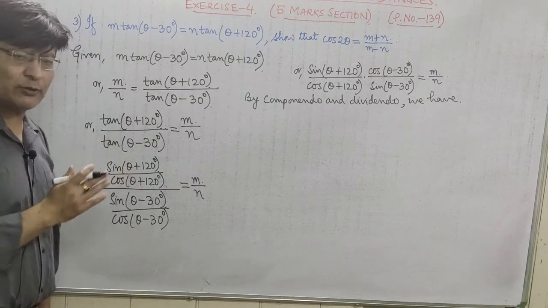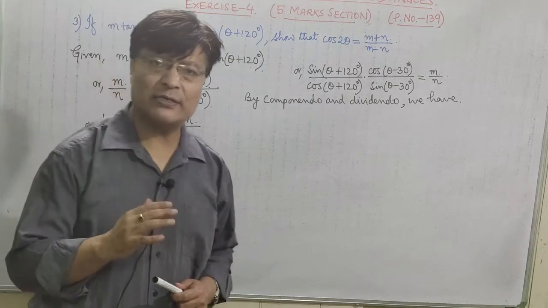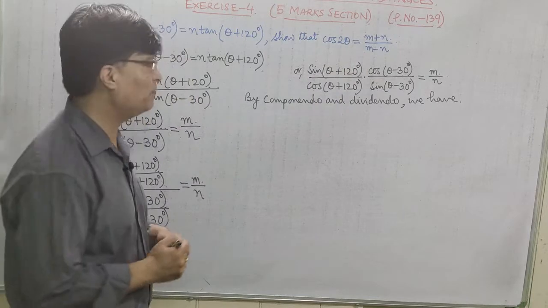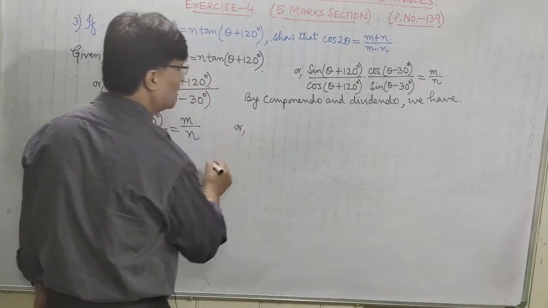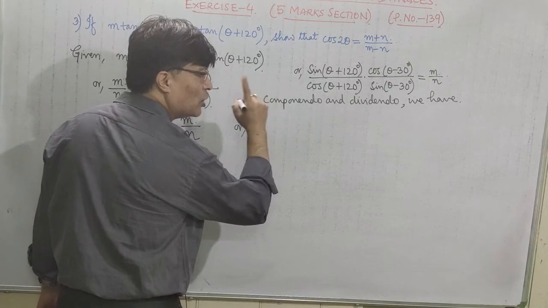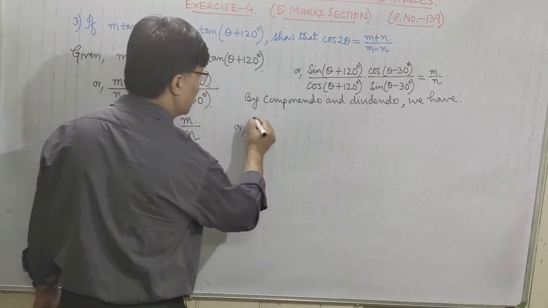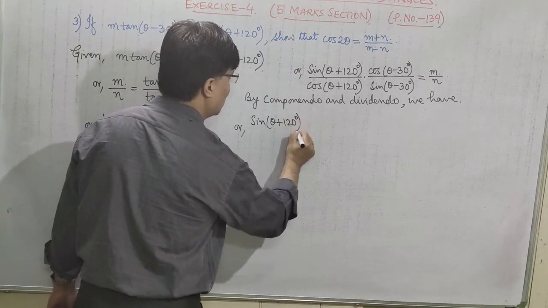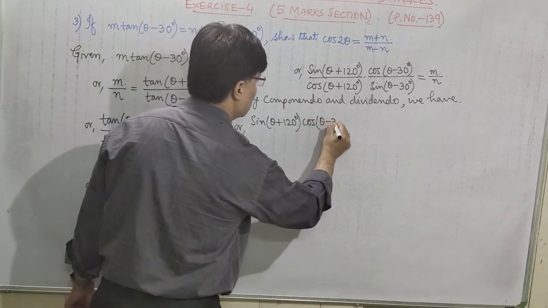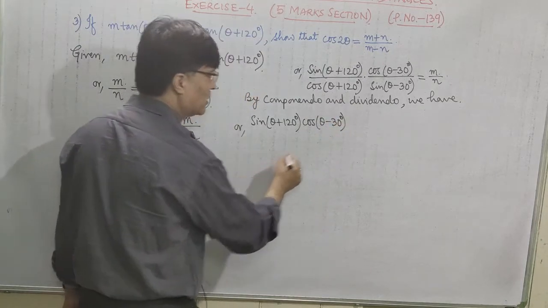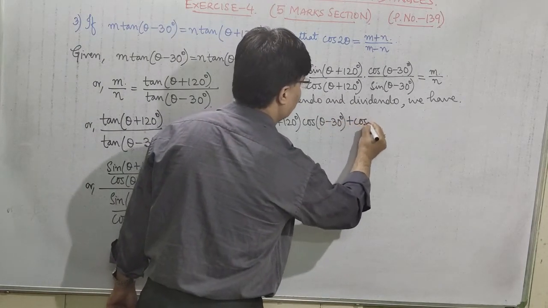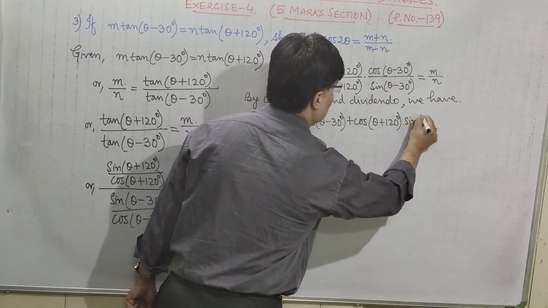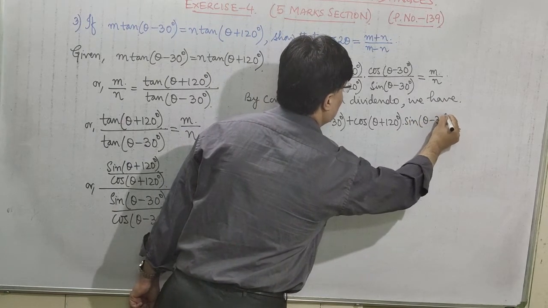So you can use componendo and dividendo on both the sides, and you write down positive sign in the numerator, because we have to prove positive sign in the numerator. So what is componendo and dividendo here? On the left hand side you have to write down numerator plus denominator. So it is sine theta plus 120 degree cos theta minus 30 degree, that is your numerator, plus the denominator, cos theta plus 120 degree into sine theta minus 30 degree.